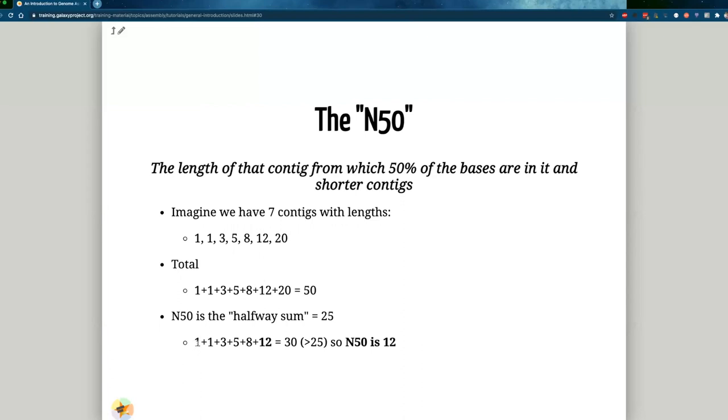And so we go 1 plus 1, 2, 5, 10, 18. It's not 25 yet, so we need to add the 12 on. And we get 30, which is greater than 25. And so the last one that we added into this sum was the 12. And so our N50 of our assembly is 12. And so basically we're saying that 50% of our bases are contained in contigs bigger than 12.